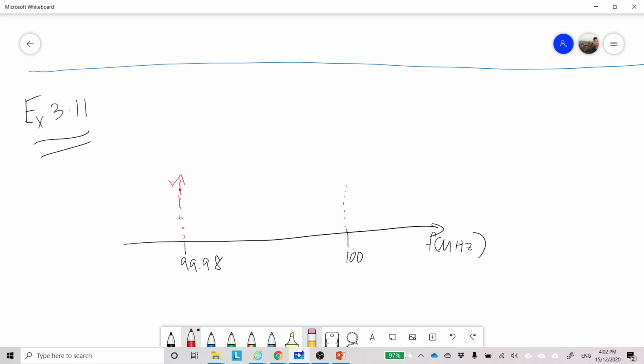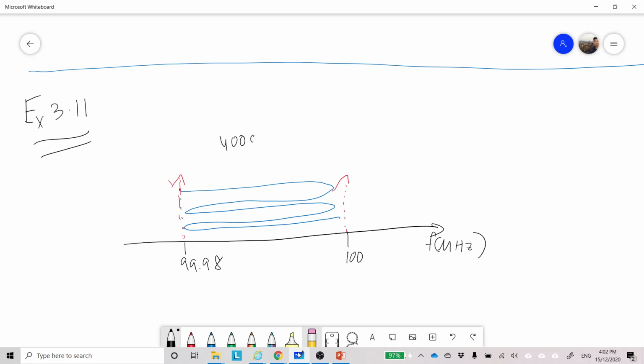Yeah. So the signal fluctuates about 4,000 times per second. And then you are given a VC. The amplitude of the FM signal is 5 volt. Determine the carrier and the modulating signal frequency.